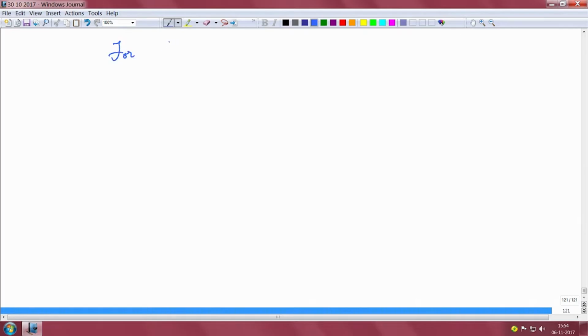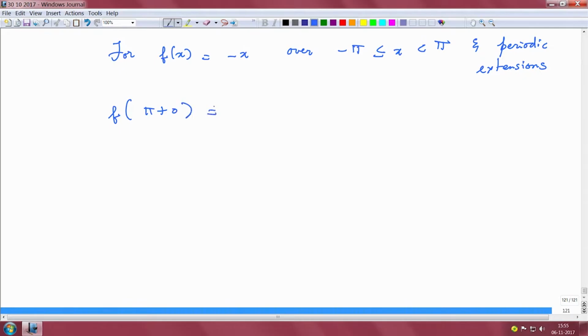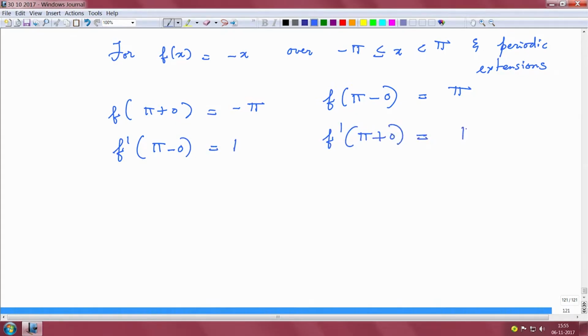Now, for f of x equals minus x over minus pi less than or equal to x less than pi, and periodic extensions, f of pi plus 0 is minus pi, f of pi minus 0 is pi. f dash of pi minus 0 is 1, and f dash of pi plus 0 is also 1.